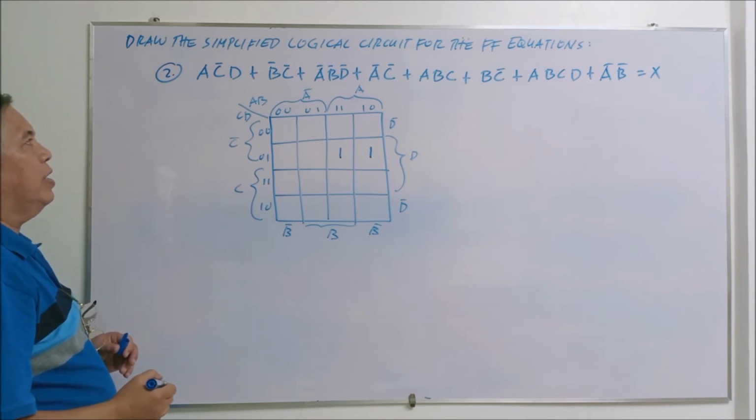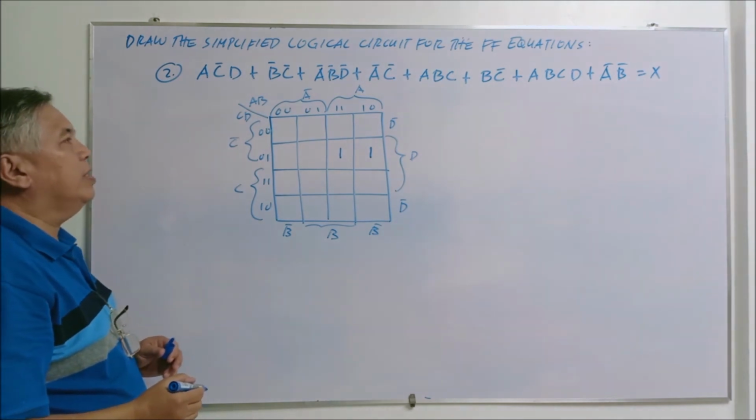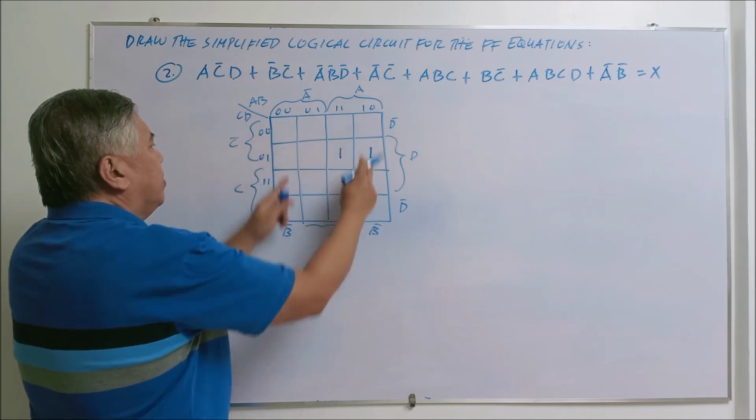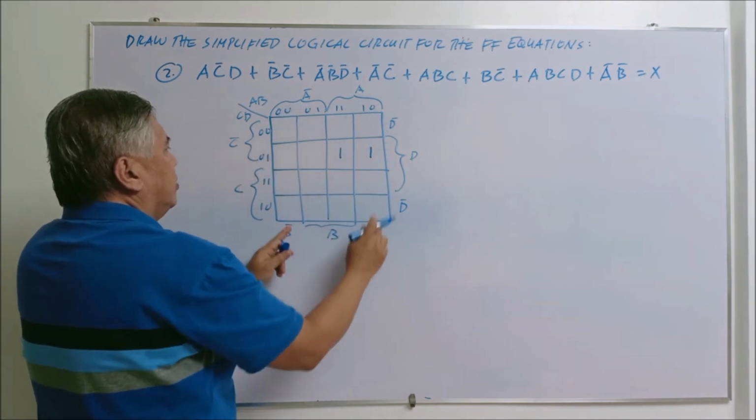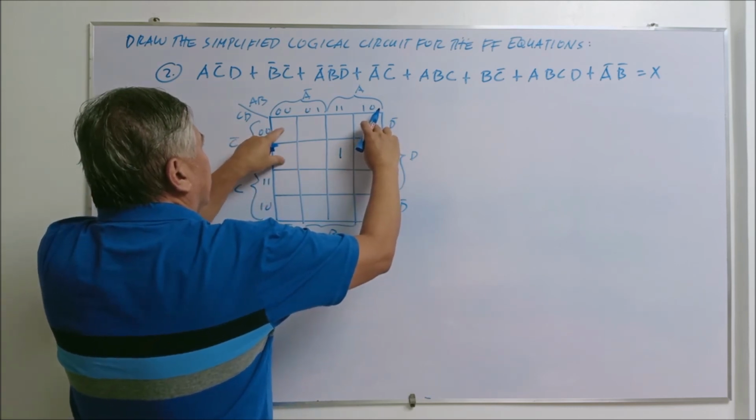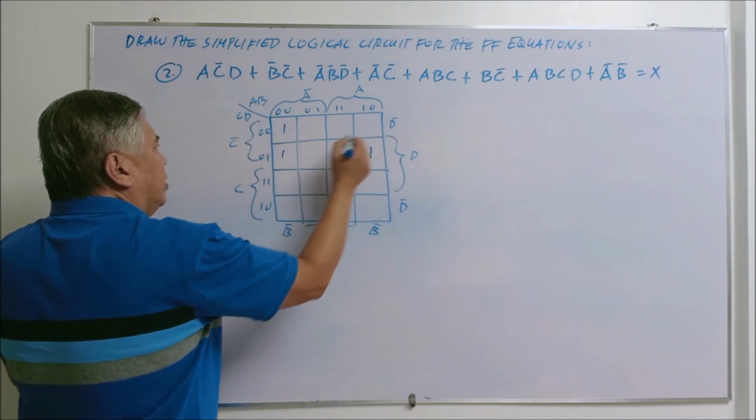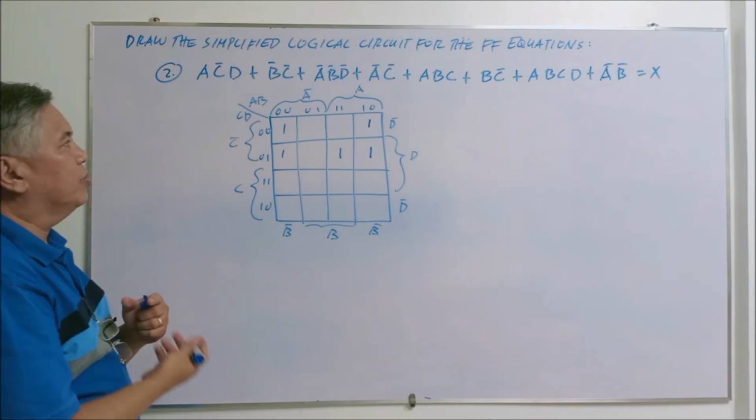Okay? The next is 2 variable terms, B bar, C bar. So where is B bar? Here, that is B bar. And then C bar, that is this one. Okay? So B bar, C bar. That will be these 4 adjacent cells. So you put one here and then another one here. It is already covered, so no need to put another one.